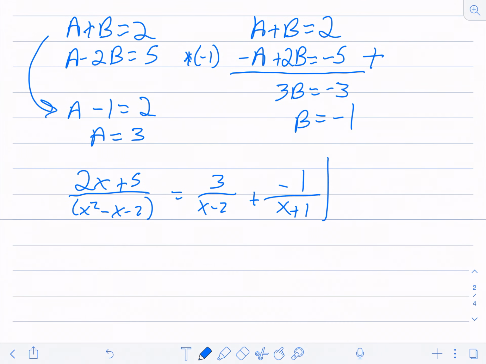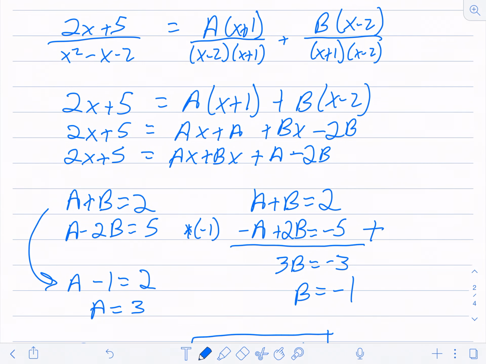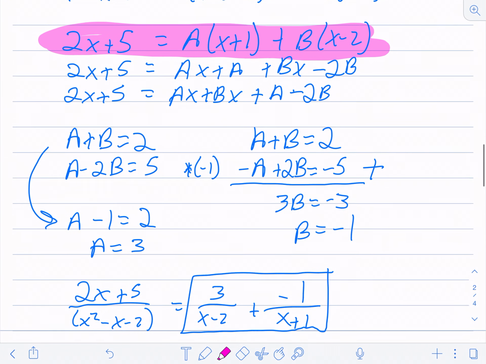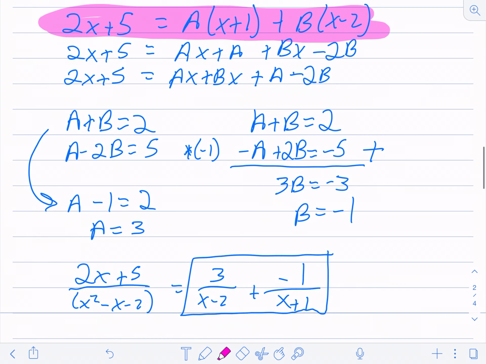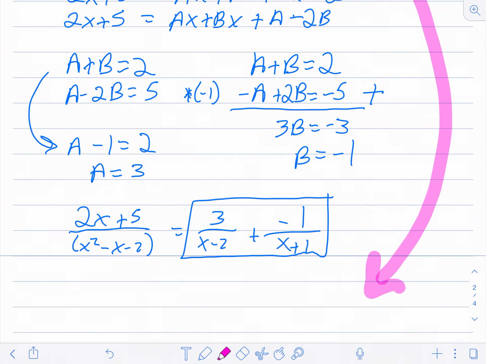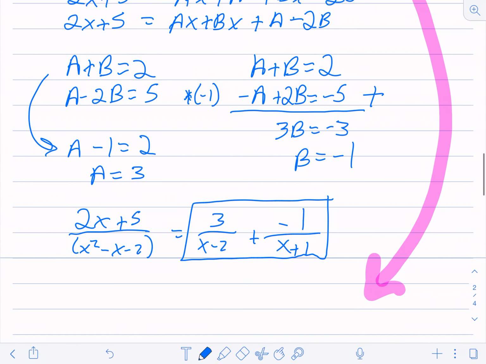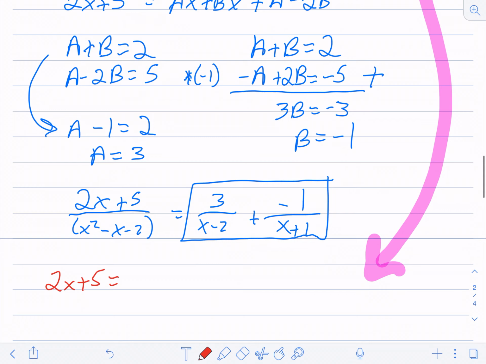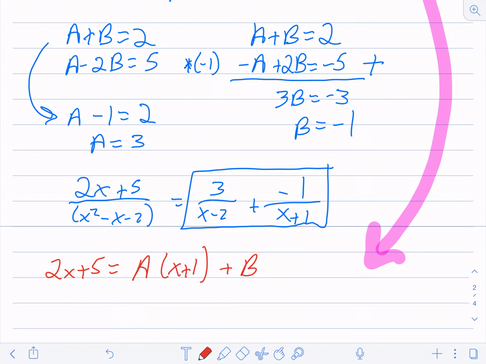I'm going to actually show you what might be considered an easier way of solving this. I'm going to go back up to this part of the problem right here, that the 2x plus 5 equals a times x plus 1 plus b times x minus 2. And I'm going to bring that all the way down here. I'm going to rewrite that equation. So when I had 2x plus 5 is equal to a times x plus 1 and then b times x minus 2.